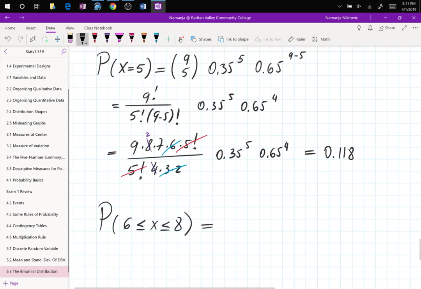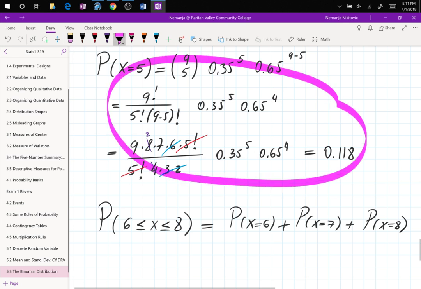which would be probability x equals 6 plus probability x equals 7 plus probability x equals 8. You calculate. So each one of these is an individual calculation of this. And then you get those 3 numbers. So you have to do 3 of these calculations, and you get the values. And you just add those numbers at the end.